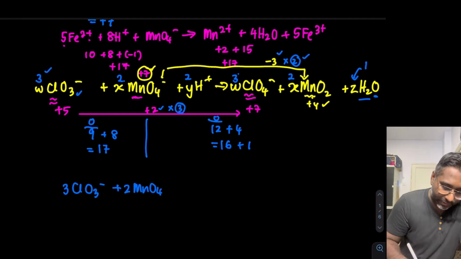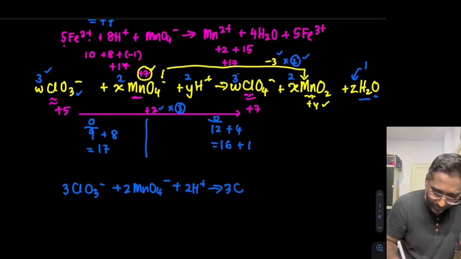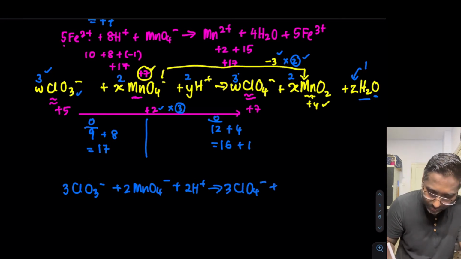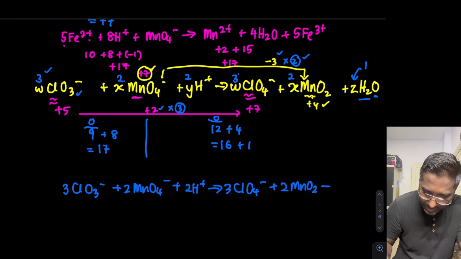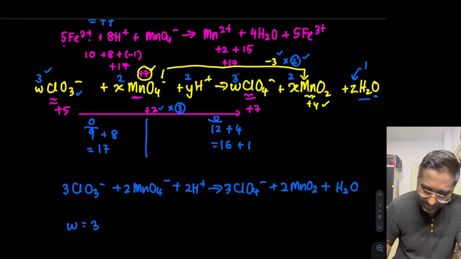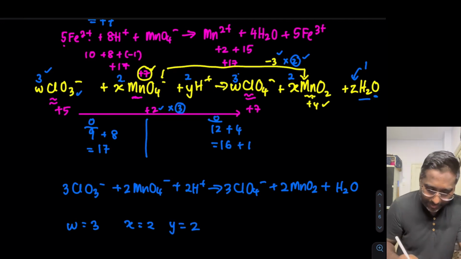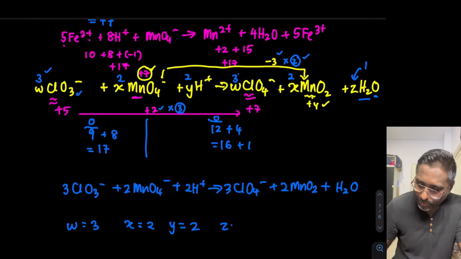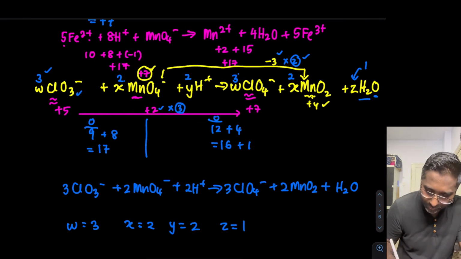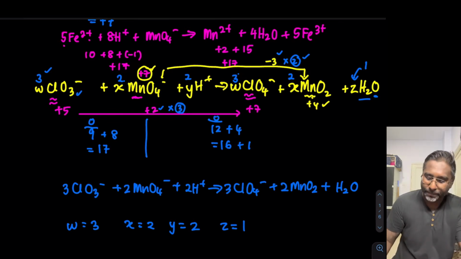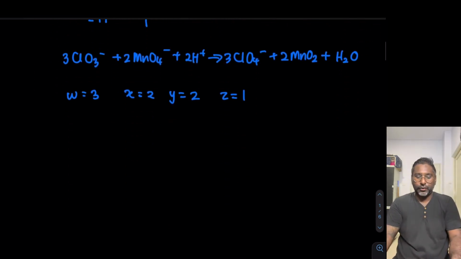So the final answer is 3ClO3 minus plus 2MnO4 minus plus 2H plus to give you 3ClO4 minus plus 2MnO2 plus H2O. In this case, we know that W is going to be 3, X is going to be 2, Y is going to be 2, and then your Z is going to be 1. So this is going to be the solution for this example.